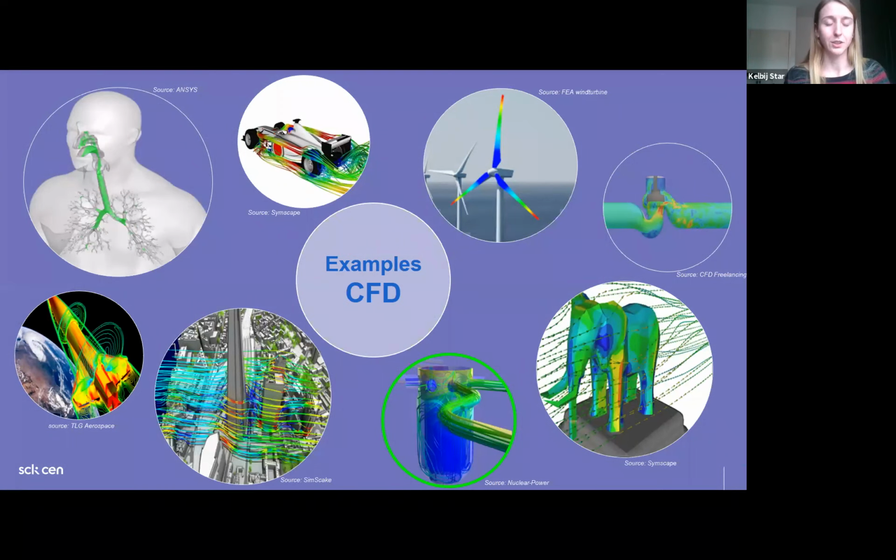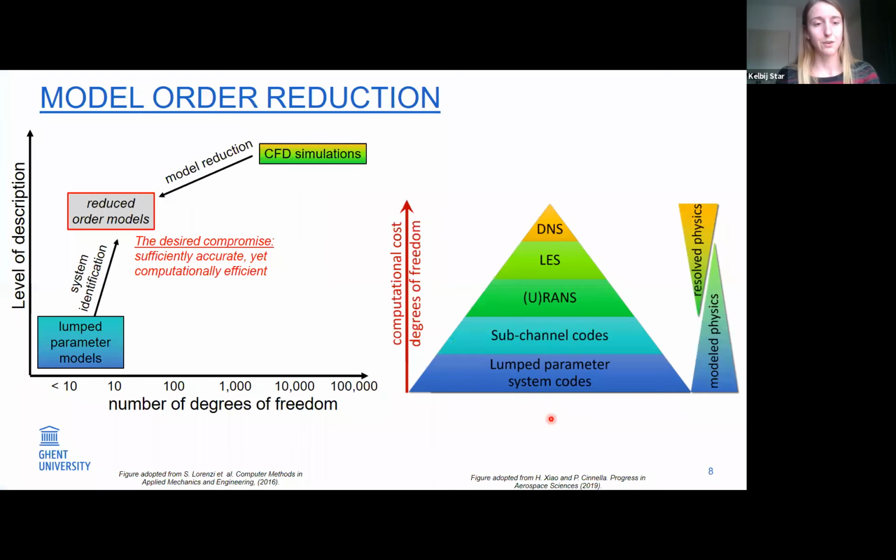For all types of industries, so not just nuclear. And it's good to realize that performing simulations to get these colorful pictures requires a huge demand of computational time and computer memory usage. Therefore, what I'm looking for, and many other people are as well, is the desired compromise: reduced order models that are sufficiently accurate, yet computationally efficient. So you get basically the best out of both worlds.